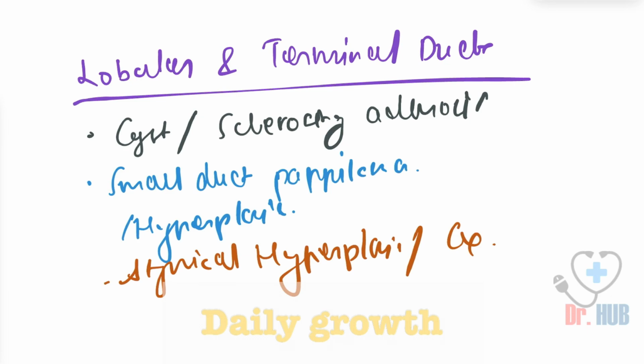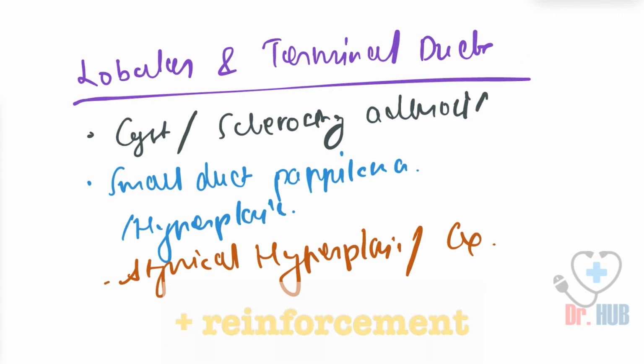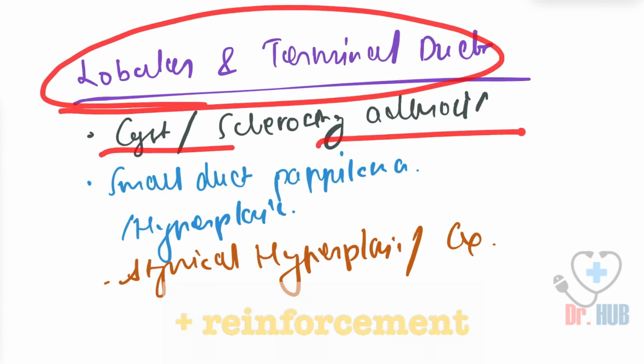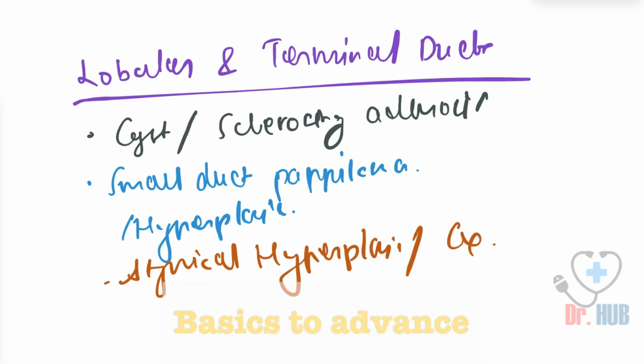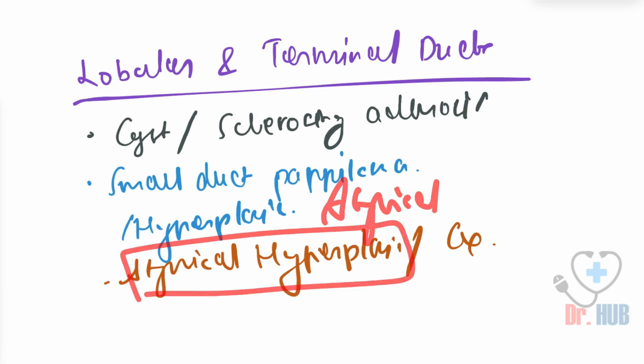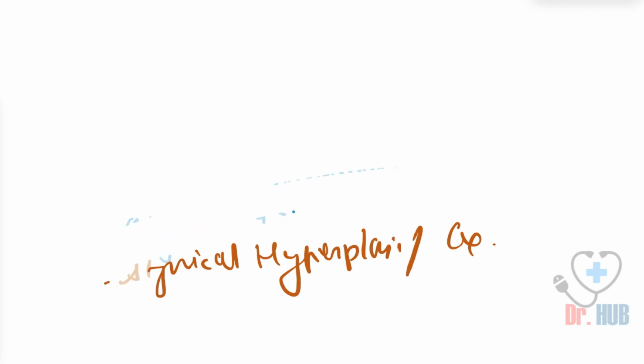So just to recap, we saw the lobular and the terminal duct lesions. This includes the cyst, the sclerosing adenosis, then the small duct papilloma, then comes the hyperplasia, that is the atypical hyperplasia, then there is also the carcinoma which is present. All this is associated with the lobules and the terminal ducts.